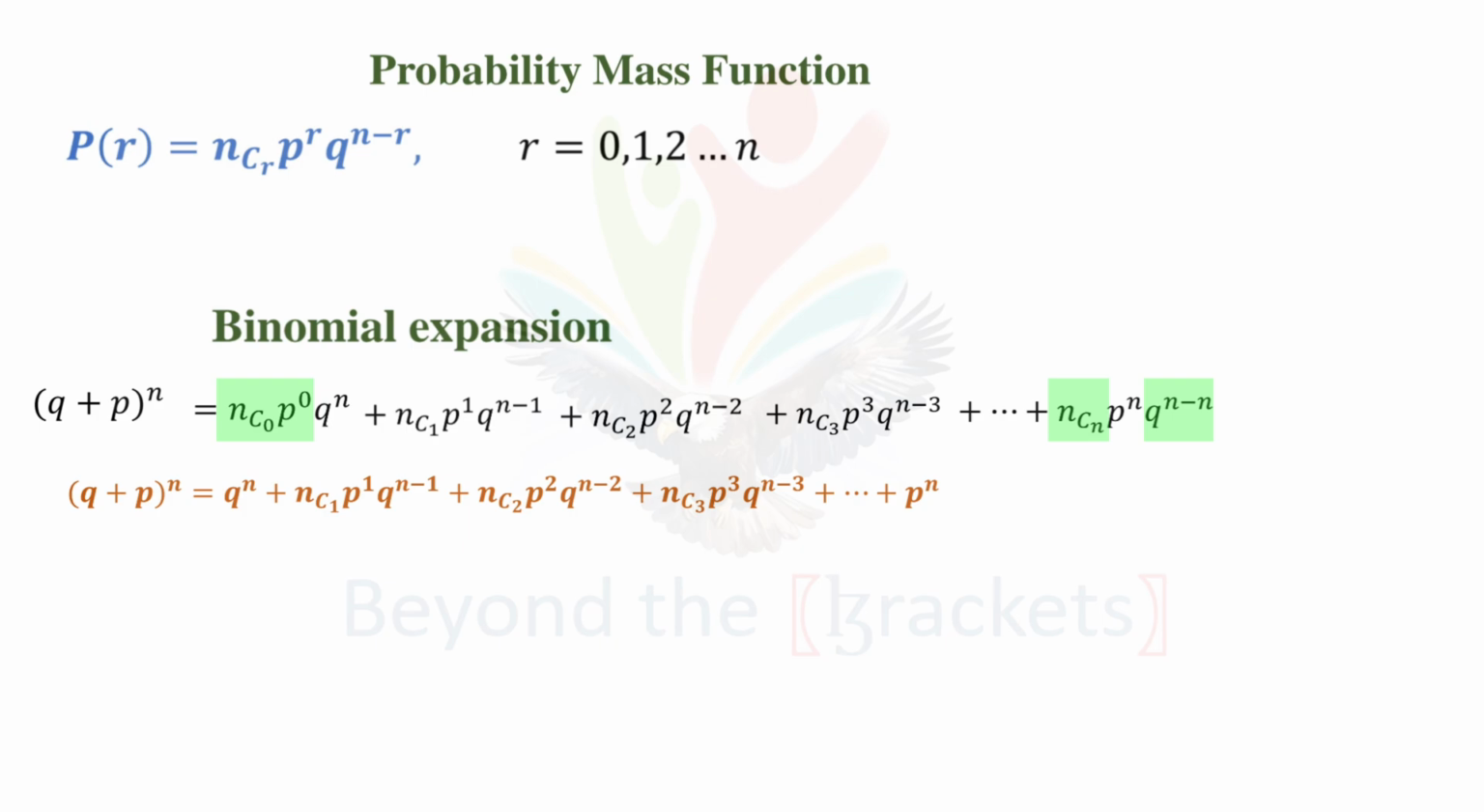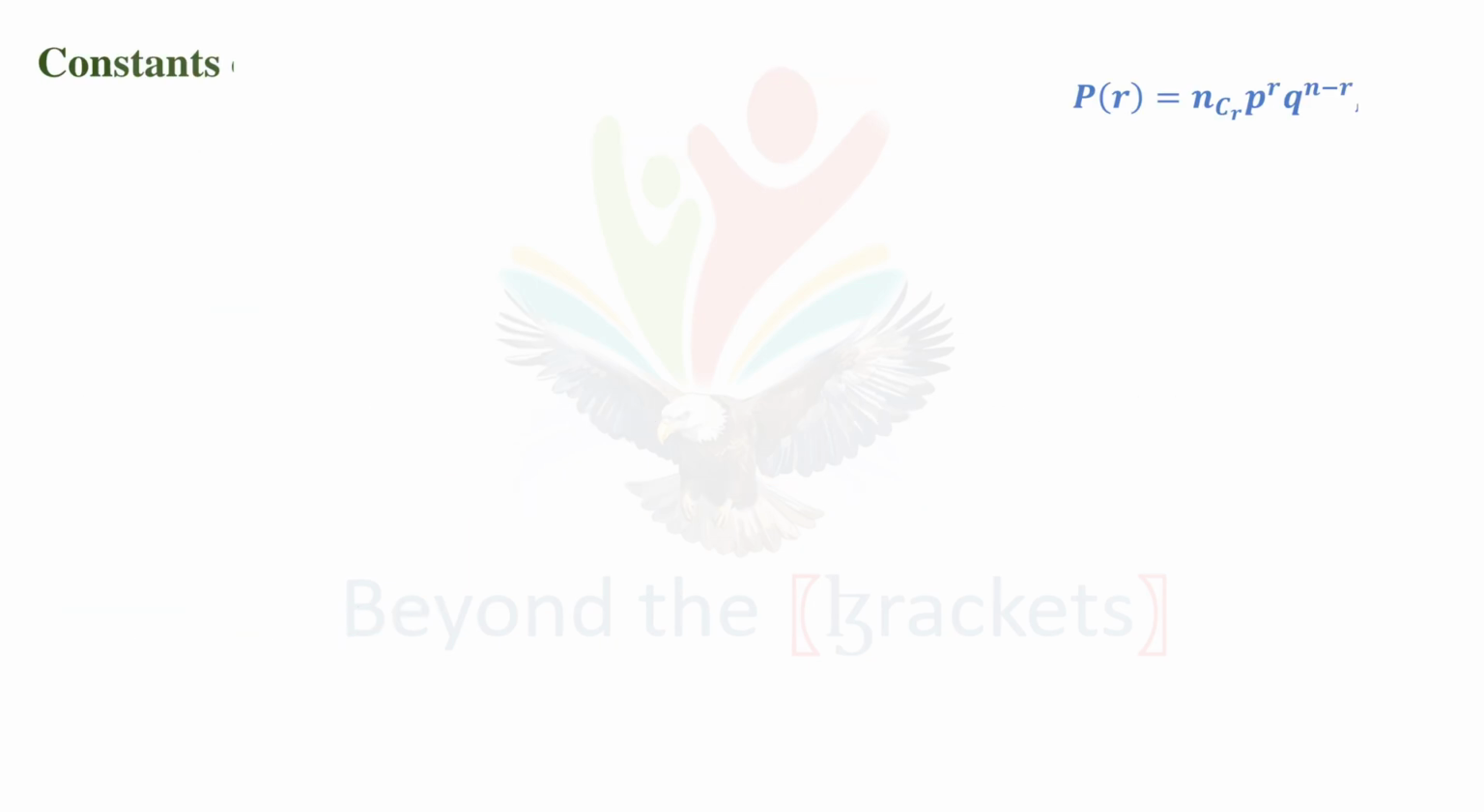Considering all possible numbers of successes from 0 to n, the binomial expansion can be written as summation r is from 0 to n, NCr p power r q power n minus r. Let's proceed to find the constants of binomial distribution. First will be mean of binomial distribution.